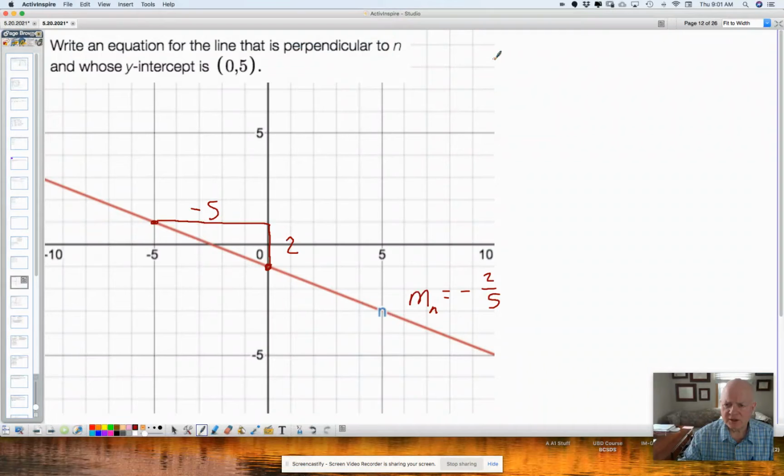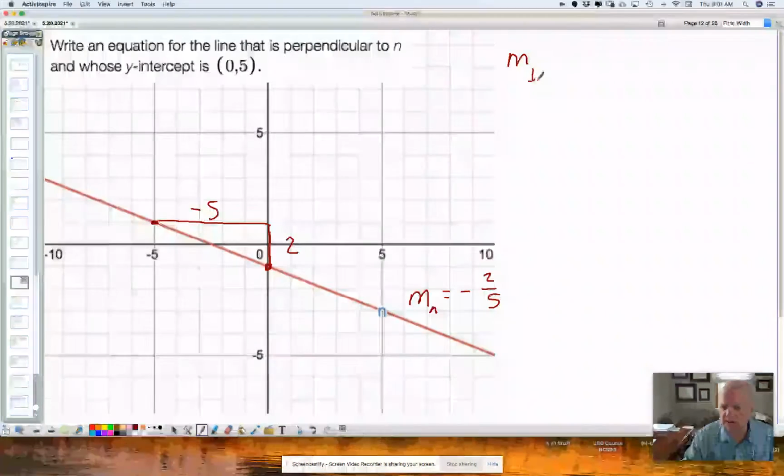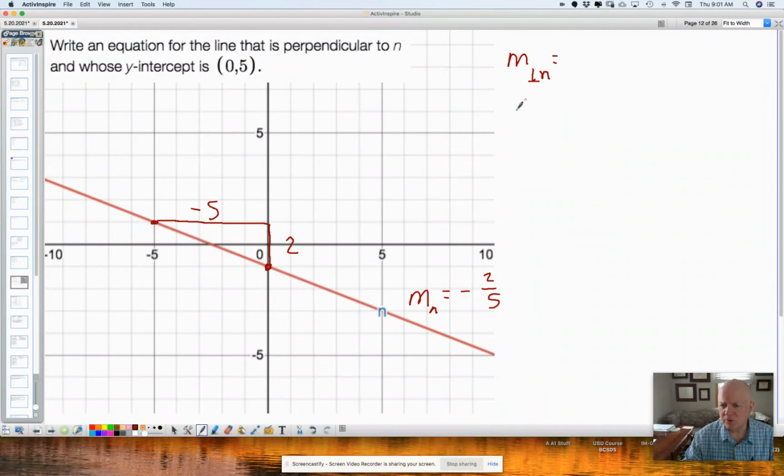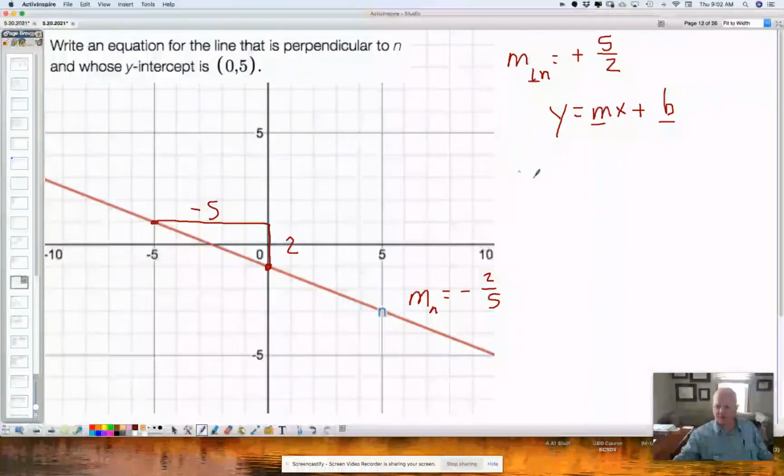What is the slope of a line that is perpendicular to it? The slope of a line that is perpendicular to line N is equal to the opposite reciprocal. So if this is negative, this would have to be positive. The reciprocal will flip it. Now there are a couple of things we could do here. We know that the y-intercept is (0, 5). So we could use the slope-intercept form, y equals mx plus b, where m is the slope and b is the y-intercept, because we're given the y-intercept. So we could write y equals 5 halves x plus 5.